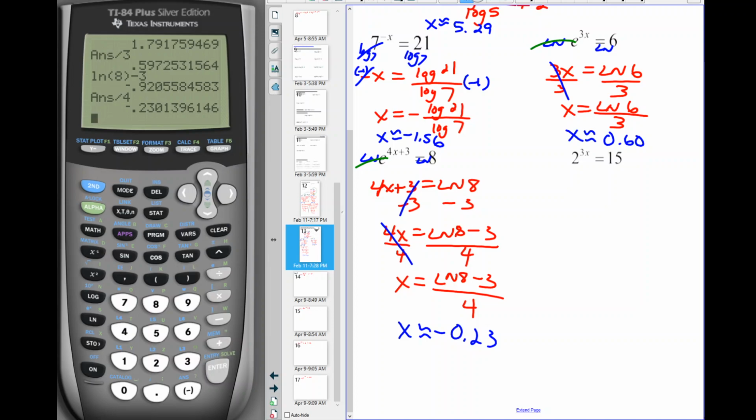Sophie, come on and do the next one. What do you want to do first? Good, log base 2 on both sides. Three x is equal to log 15 over log 2.